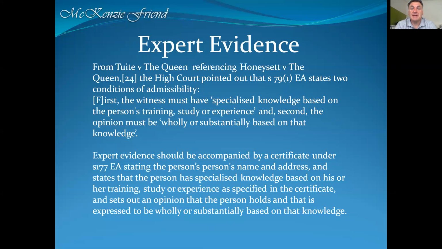Expert evidence should be accompanied by a certificate under Section 177 stating the person's name and address, and states that the person has specialised knowledge based on his or her training, study, or experience as specified in the certificate, and sets out an opinion that the person holds and that it is expressed to be wholly or substantially based on that knowledge. Seeking a 177 certificate is often a good idea if the person's opinion could be inadmissible because perhaps they're acting outside their scope of expertise. They'll be very reluctant to sign that certificate.